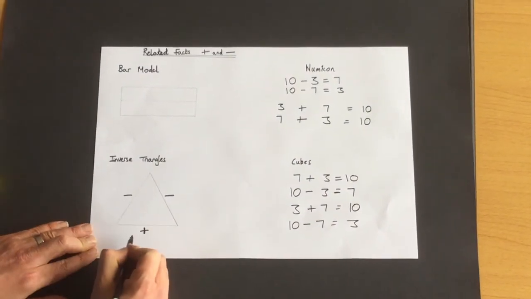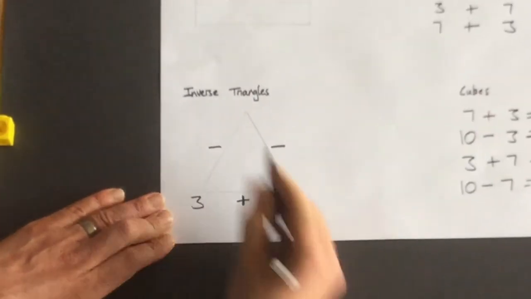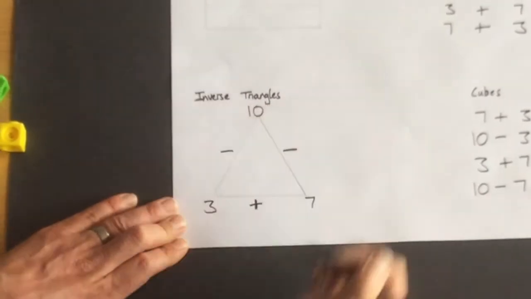Now here, an inverse triangle, we're going to put our 2 numbers 3 and 7 there, and then we're going to put our number at the top there.